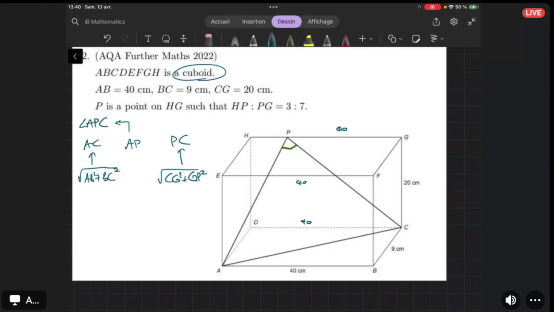HP over PG is 3 over 7. This is a classic GCSE question here. They love throwing ratios in weird places. So all of them is 40. HP is 3 parts, PG is 7 parts. So HP is going to be 12 and PG is going to be 28.